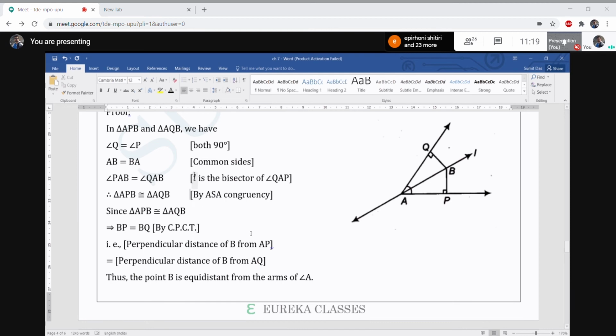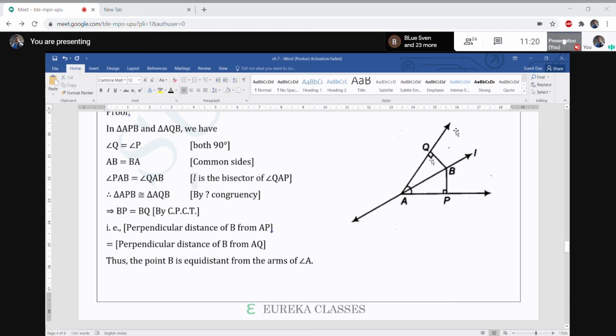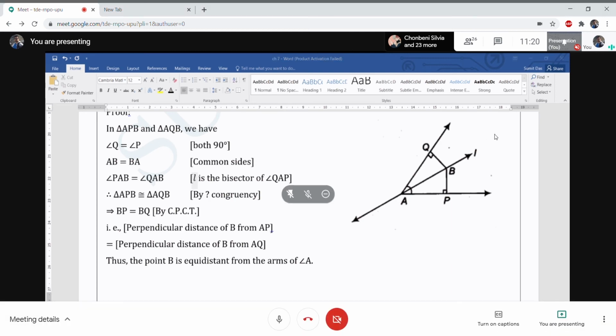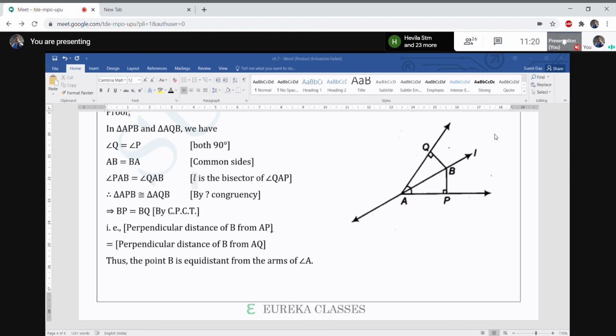By which congruency rule can anyone tell me? APB and AQB are congruent by which congruency rule? We have two angles equal, and AB is equal. Okay, so which congruency rule? Let me know fast. You have to complete this exercise today. AAS, yes, very good.